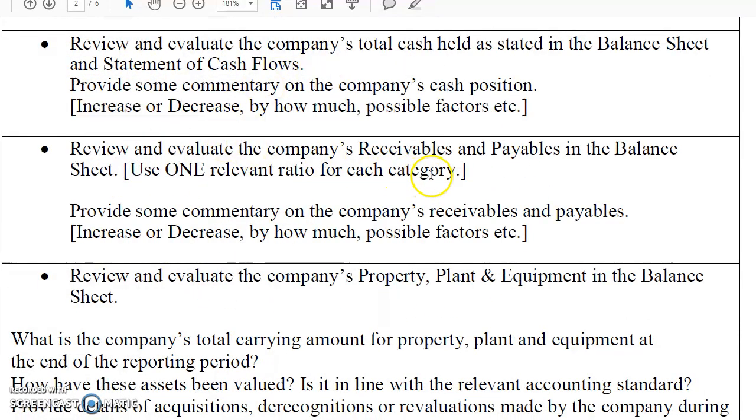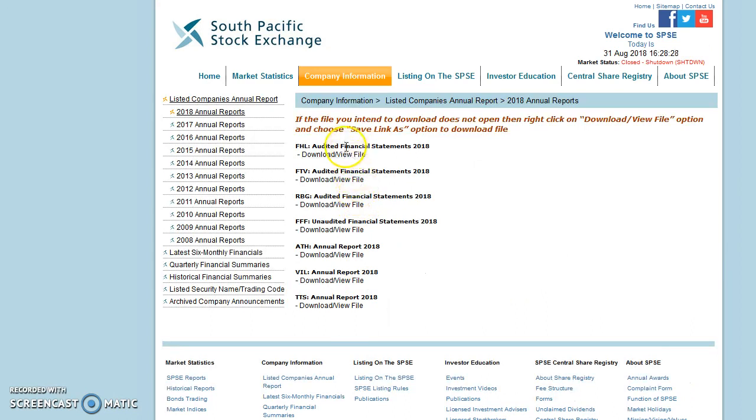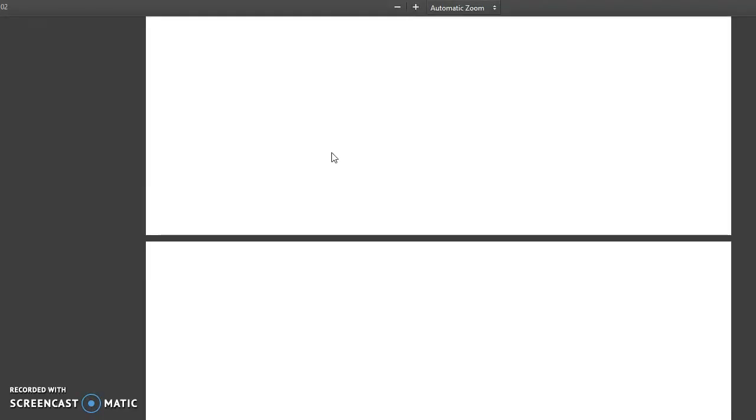Okay, so this is the research that you will be doing on the balance sheet. First, you're looking at their cash, then the receivables and payables, and then you're looking at the property, plant, and equipment. Okay, so let's go into that company that we have chosen. Let's say we look into the Fijian Holdings Limited Group. So you download or view file.